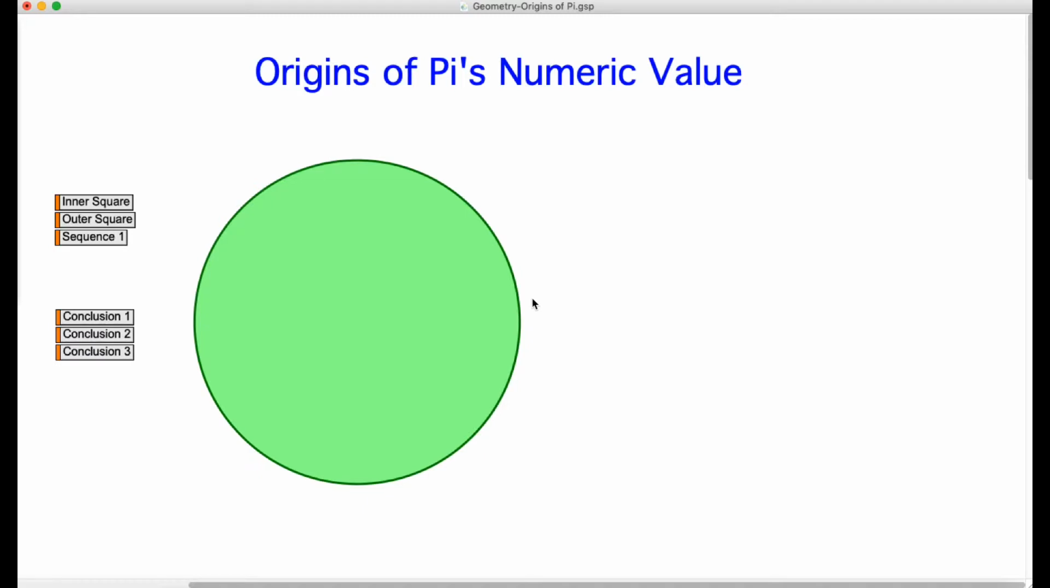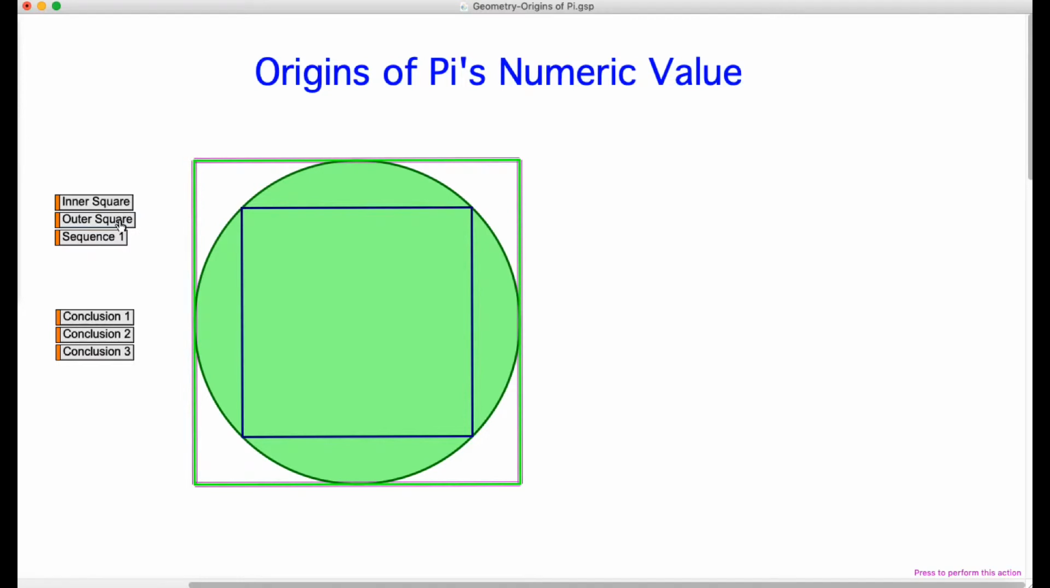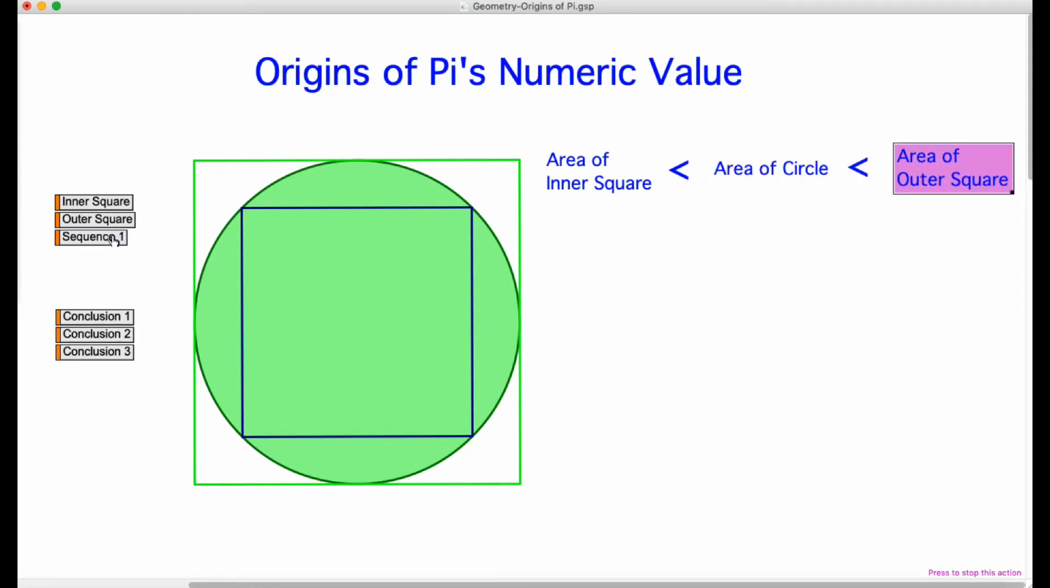When we look at a circle, we know that at this time we couldn't describe exactly how to find the area, but if I tried to put it in terms of squares, I can see that there's an inner square that fits directly inside my circle, and there's an outer square that fits around it. Common sense tells us that the area of the inner square is going to be less than the area of the circle, which is in turn going to be less than the area of the outer square.